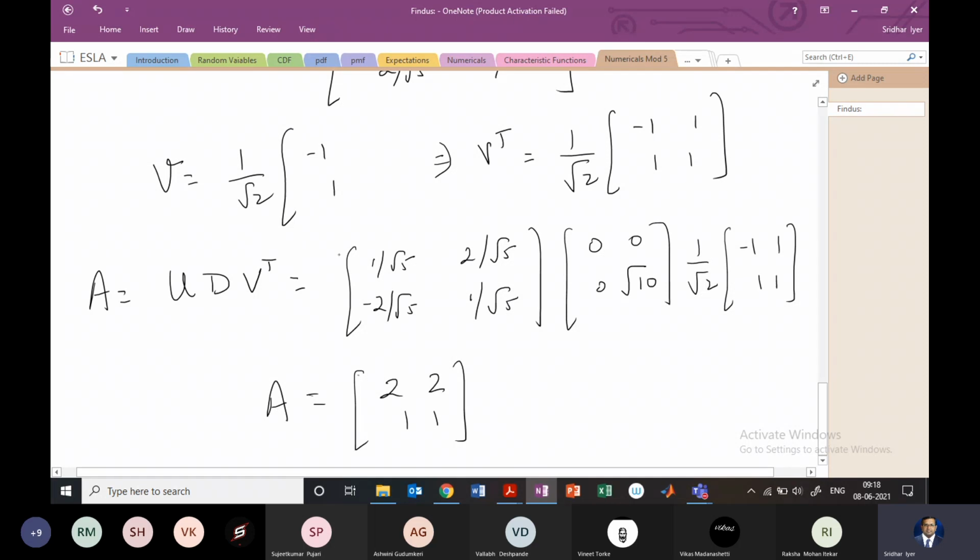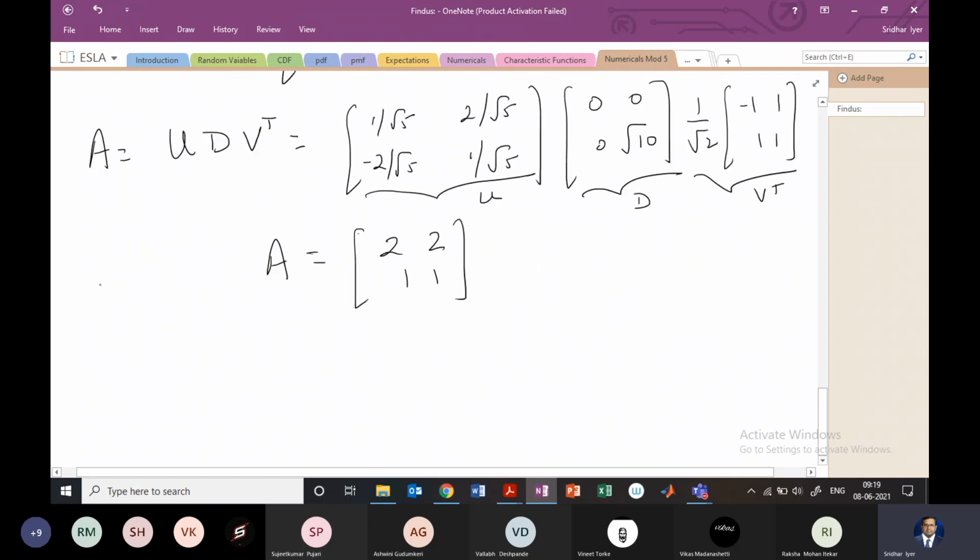Therefore we can say that this matrix here is U, that matrix is D, and that part there is V transpose. Therefore the diagonal is 0, 0, 0 and root 10. Right? So that's how we can split A into U, D and V transpose. That is the singular matrix. Right? So the singular matrix is 0, 0, 0 and root 10.